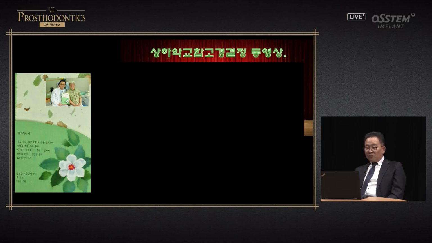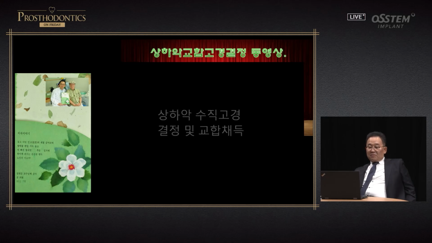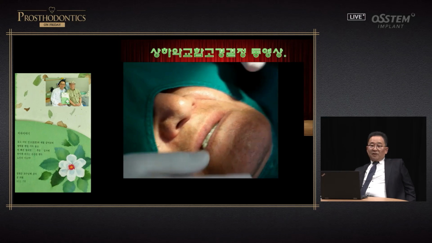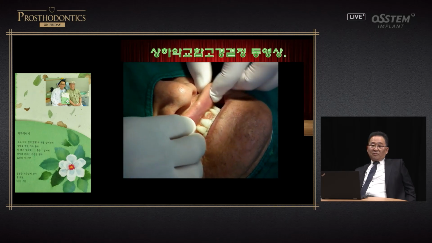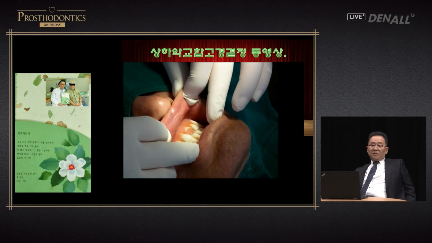I'm going to show you a video clip of how the occlusal height of the upper and lower is determined. Determining the vertical dimension of upper and lower and taking bite. I'm going to move through very quickly. It's very important to look at the existing denture.